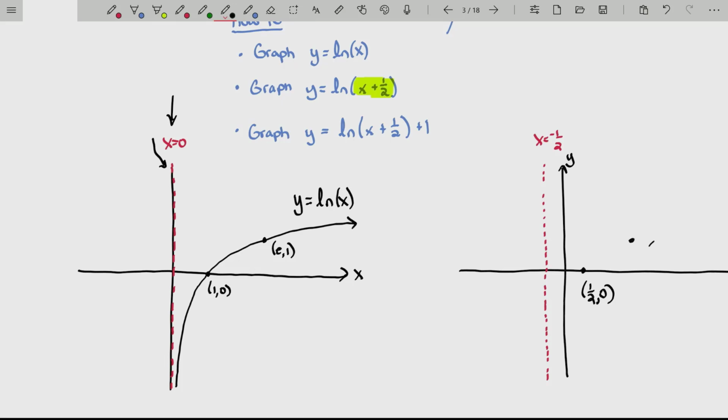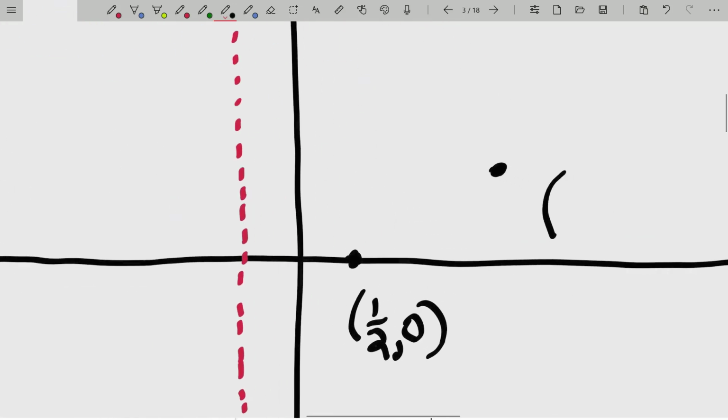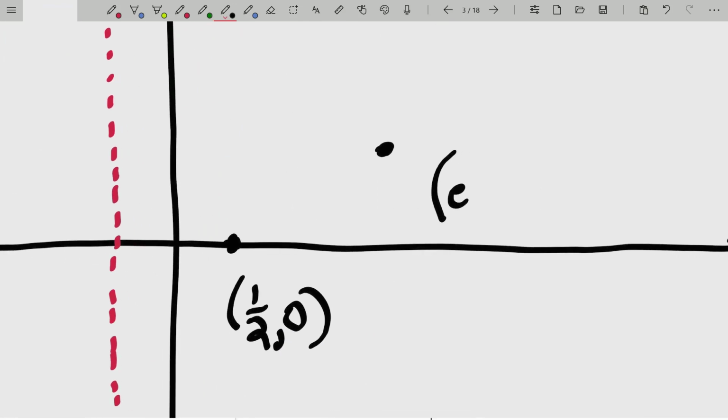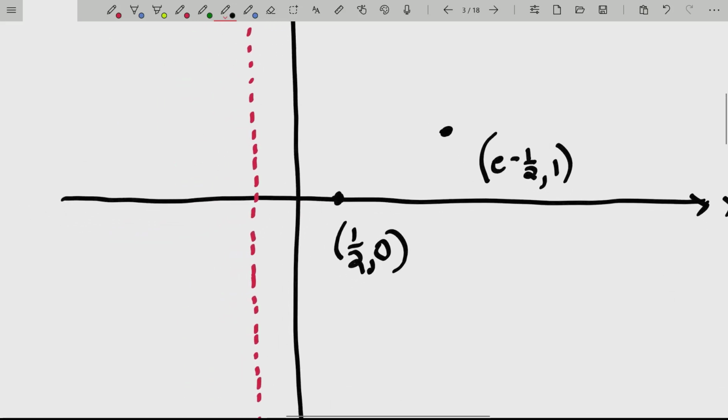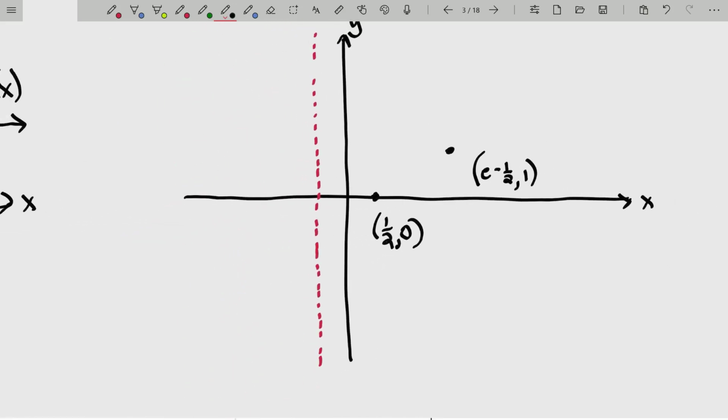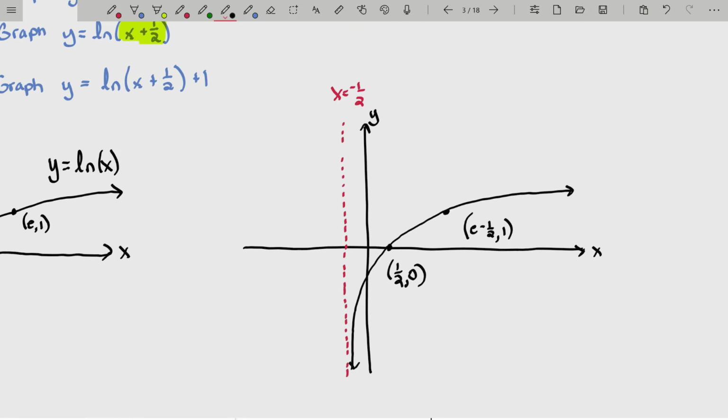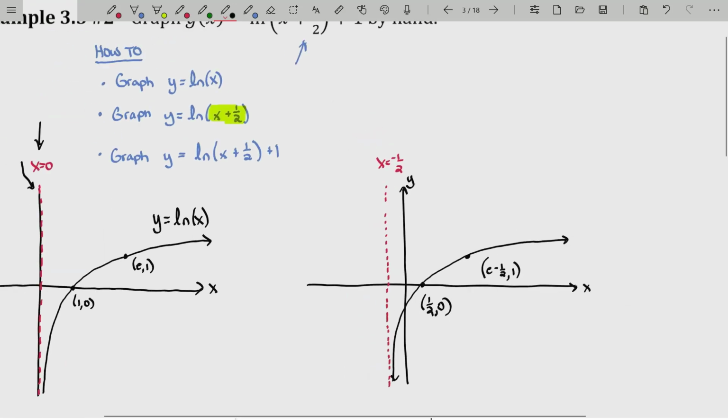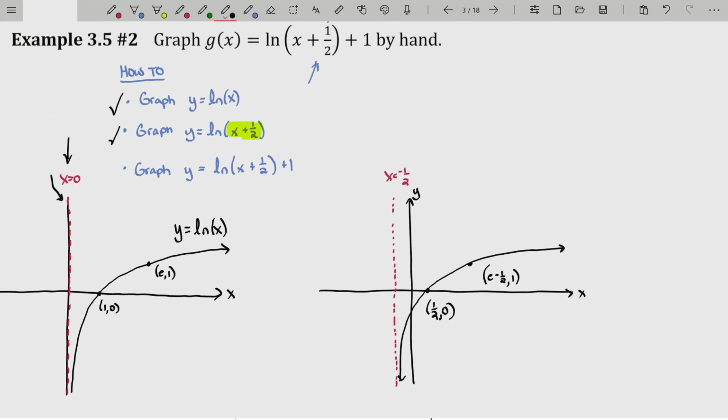I think a lot of people feel intimidated by writing this, but you shouldn't. This is just e, and you lose another 1/2 off of it, and the output's 1. You can leave it like that. That's totally fine. And now I will go ahead and draw my natural logarithmic graph. Remember, the natural logarithm has a vertical asymptote, but not a horizontal asymptote. So it'll still climb forever and ever and ever. All right. So check and check.